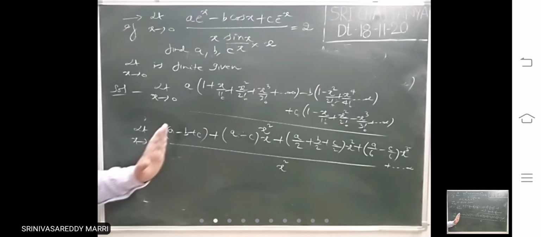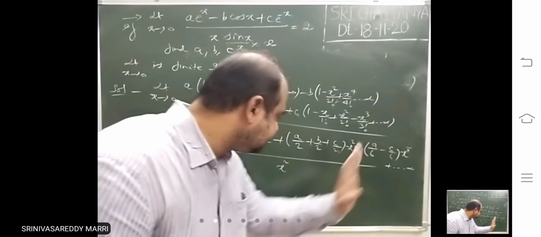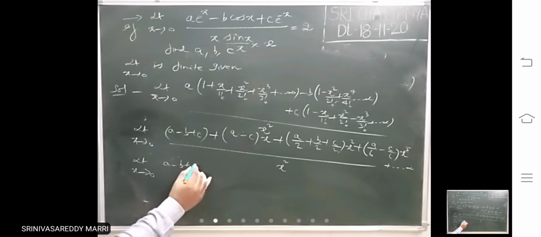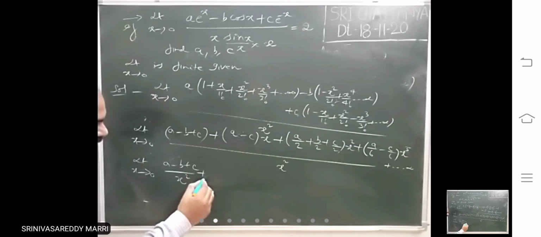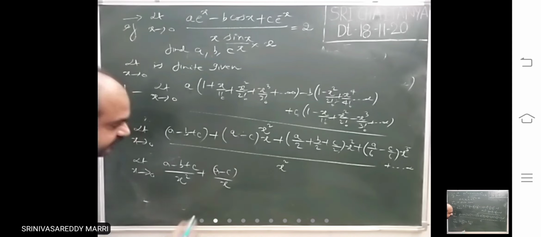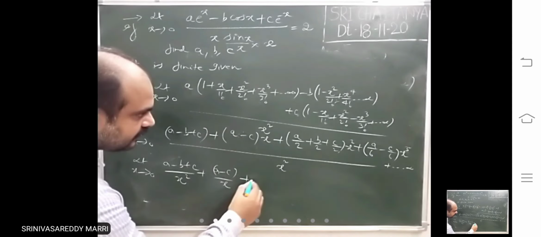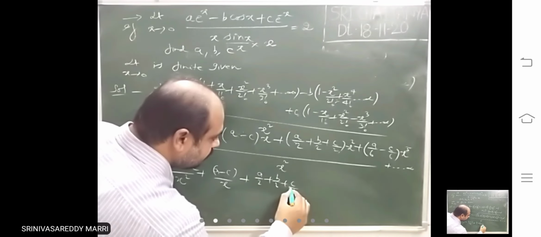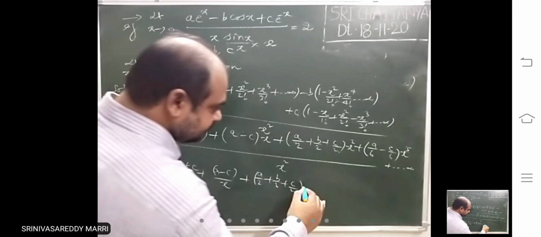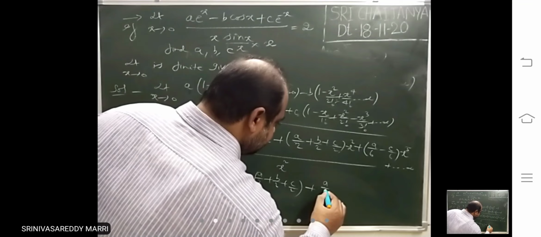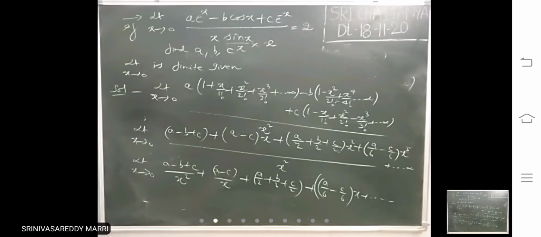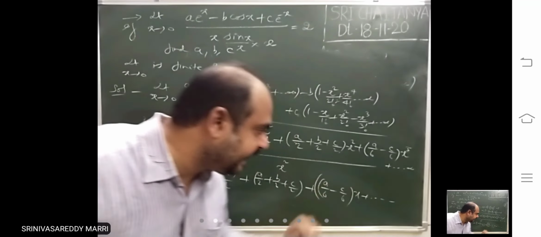Divided by x square, like this. So x power 0, x power 1, x square, x cube. Now you split this. One method is, I am splitting, look at a comfortable method. A minus b plus c divided by x square, plus a minus c divided by x, plus this divided by x square means what you will get? Constant you will get. Plus, this divided by x square means x will be remaining. From here onwards, x will be remaining. These all terms contain x terms.